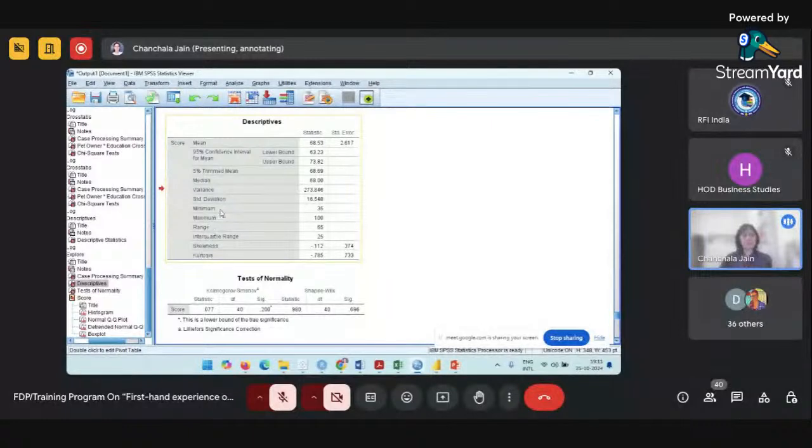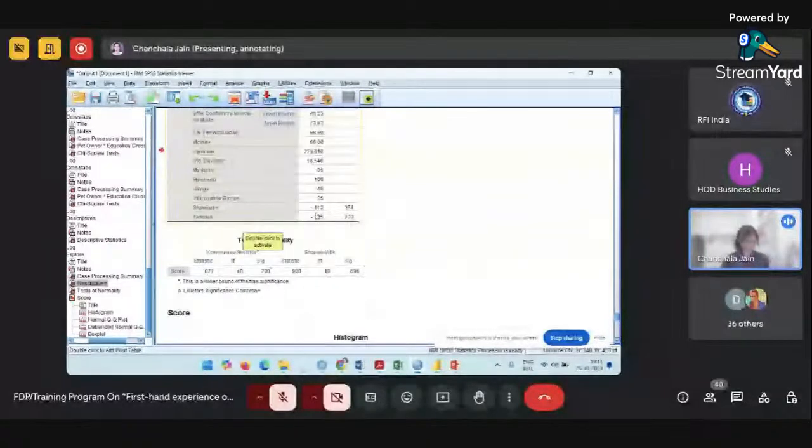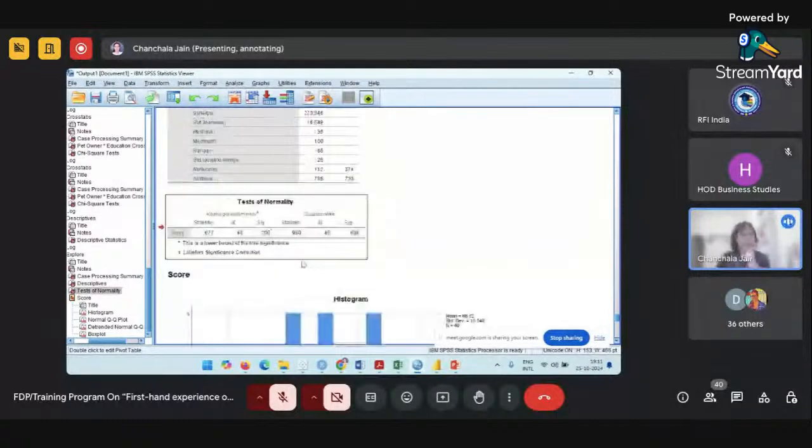Minimum of the score is 35. Maximum is 100. Range is 65, which is the difference of maximum and minimum. Interquartile range is 25, which is the difference of the third quartile and the first quartile. Skewness is minus 0.112 and the kurtosis is minus 0.785.